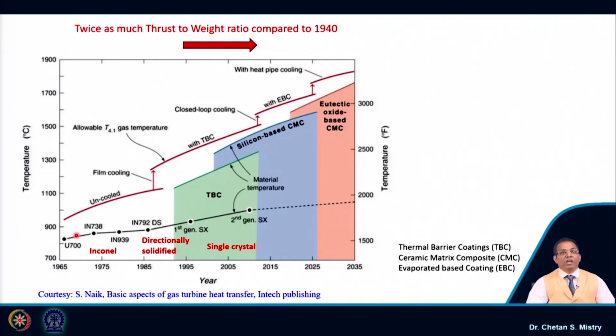So, here if you look, initially up to say the 80s we were having uncooled blades, then after that film cooling was incorporated, then we have thermal barrier coating, and then later on people are exploring at this moment heat pipe cooling. And there are different kinds of materials we were discussing, they are inconels, directionally solidified inconel material, single crystal blade. So, these all are representing the new materials which are being developed for gas turbine blades.